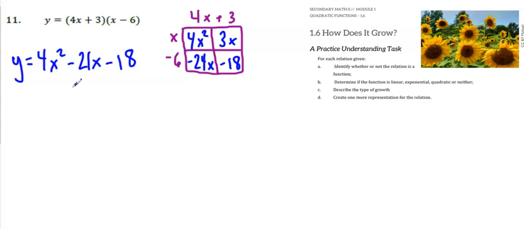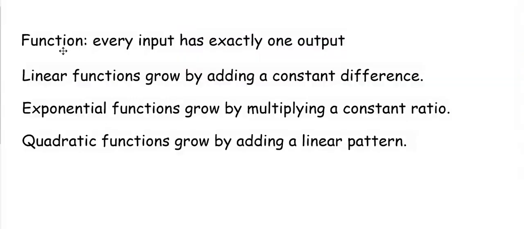And since I know that quadratic functions have a linear rate of change, I would describe my type of growth as linear. So again, just to summarize, for a function, every input has exactly one output. Linear functions grow by adding a constant difference. Exponential functions grow by multiplying a constant ratio, and quadratic functions grow by adding a linear pattern. And that's it for this video. Thank you for watching.